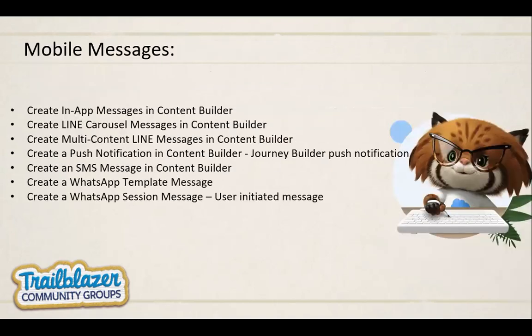Okay, the next one is mobile messages. For mobile messages, we have multiple ways to send out a message. One is through creating an in-app message in Content Builder. Through mobile messages, you can create SMS, push notifications, and LINE messages inside Content Builder, as well as template messages or session messages for WhatsApp. Once you create a push notification, you can utilize it in Journey Builder.